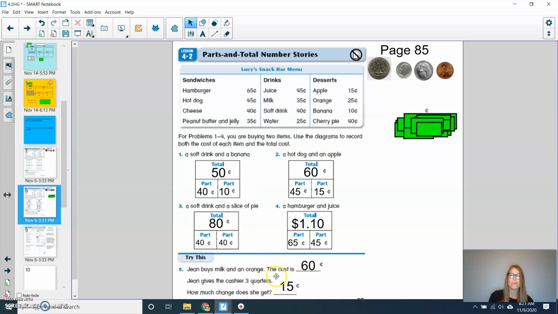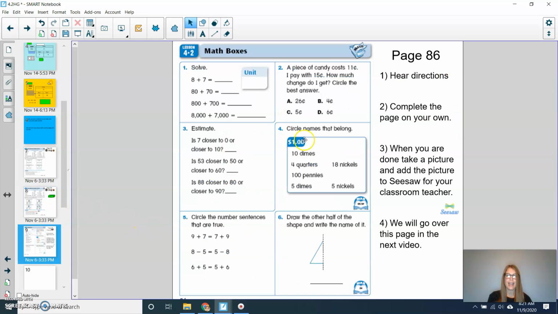Second graders, we will work more on parts and total number stories in future lessons, but please double check to make sure you have this page correct. The last thing that we'll do today is talk about our math boxes, which is on page 86. So for question number 1, you're solving, and so pay attention to the basic fact and then take a look at your zeros. Don't forget about your unit.